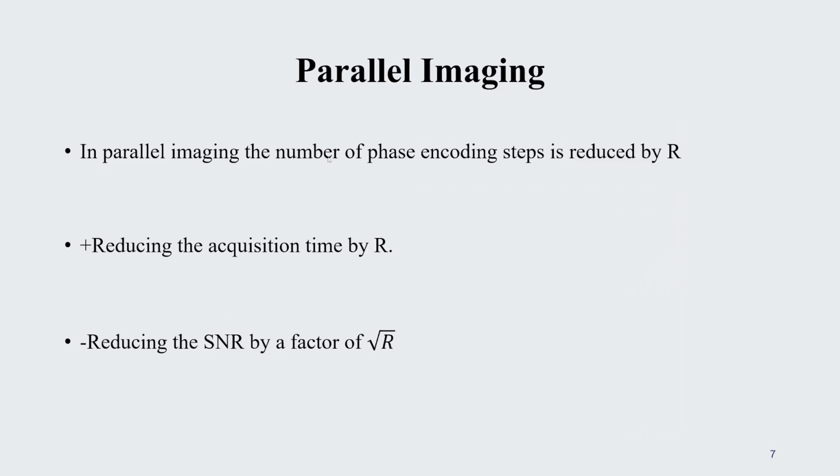In parallel imaging, we reduce the number of phase encoding steps by a factor of R. The positive side is that it reduces the acquisition time by R, but the problem is that it also reduces the signal to noise ratio by a factor of square root of R.